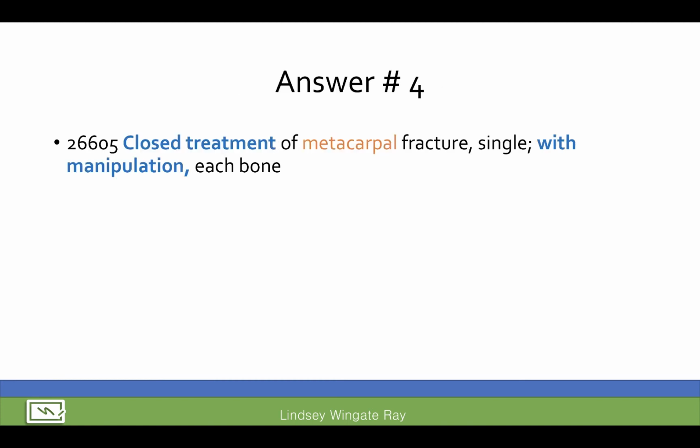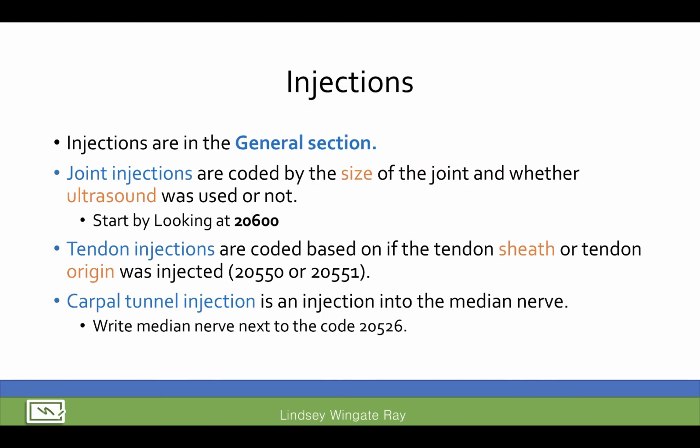Your answer should have been 26605. Closed treatment of metacarpal with manipulation, each bone, because they reduced the fracture. Now let's look at injection codes. Injections are in the general section. Joint injections are coded by the size of the joint and whether ultrasound was used or not.